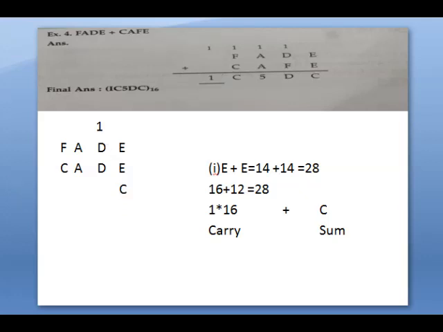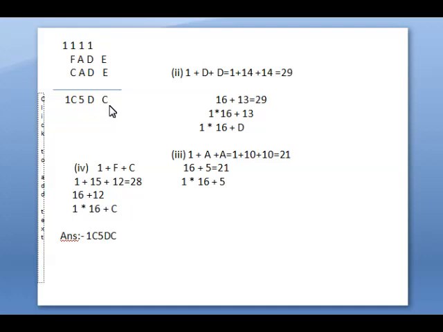Okay, now what is the second step? Here we have written the sum as C and the carry is 1. So the next part we are going to add this 1 plus D plus D. 1 plus D plus D means 1 plus 14 plus 14, equal to 29. So how will we split this number 29? 16 plus 13 equal to 29. So 16 means 1 into 16, plus 13. 13 means the alphabet is D. So D is the sum and this 1 is the carry.